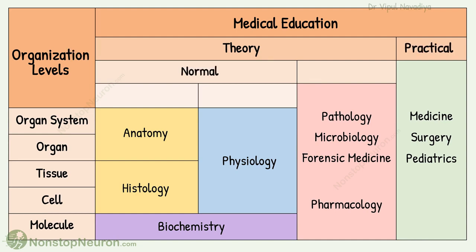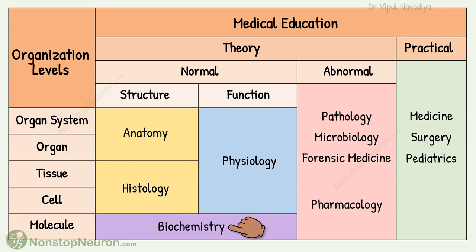Theory can be further divided into the study of a normal healthy body and the study of abnormalities. For a normal healthy body, we study the structure and functions at all these levels that I mentioned earlier. And this brings us to individual subjects. Broadly speaking, in anatomy we study the structure at the organ system and organ levels. In histology, we study the structure at tissue to the cell level.